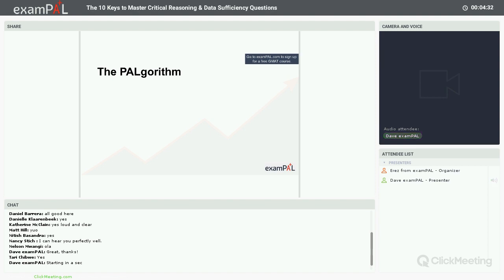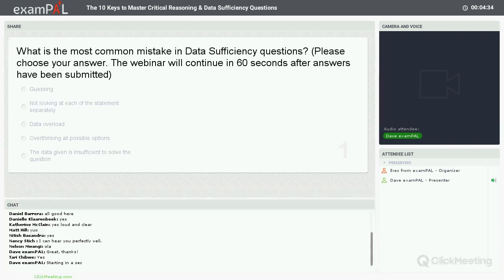So just to try this out and make sure you guys are with me, we're going to do our first poll. What is the most common mistake in data sufficiency questions? Is it guessing? Is it not looking at each of the statements separately? Is it data overload? Is it overthinking all possible options? Or is it that the data given is insufficient to solve the question? I'm going to give you guys another 40 seconds or so. Get your answers in, and we'll go over it together.